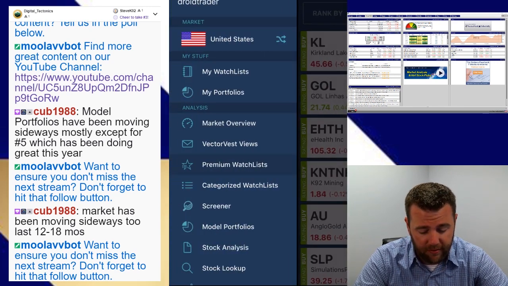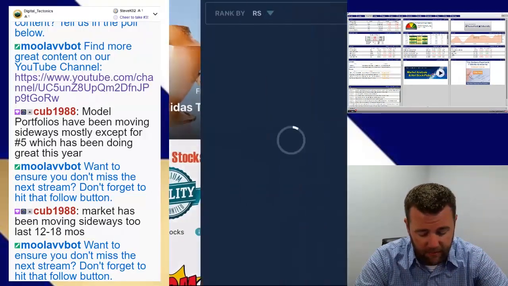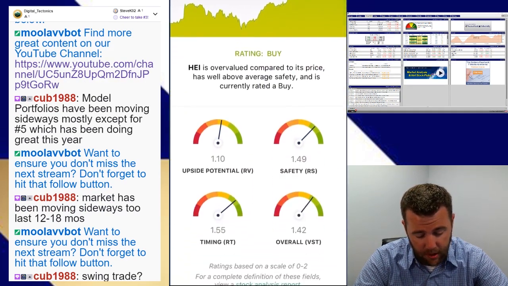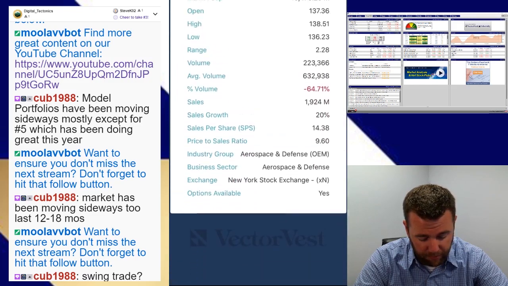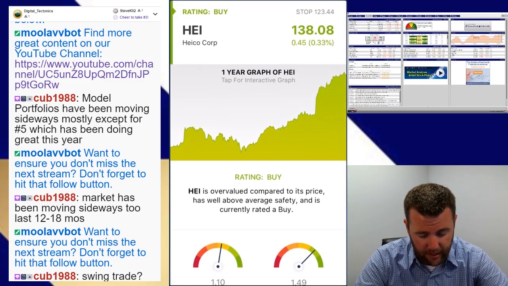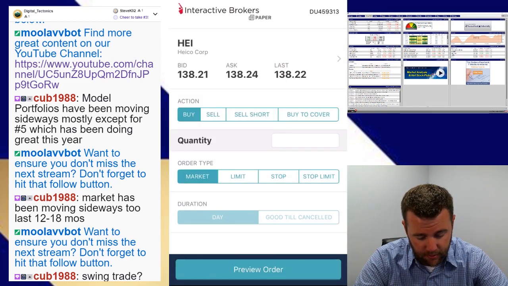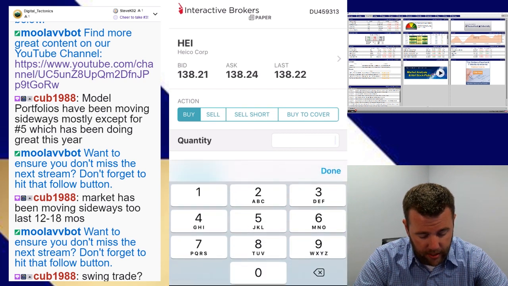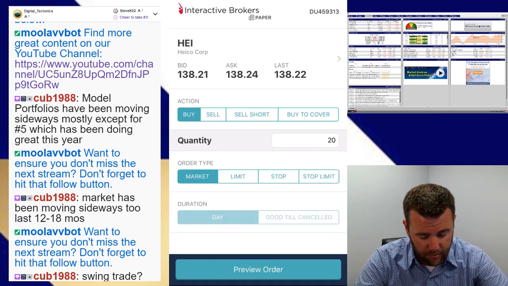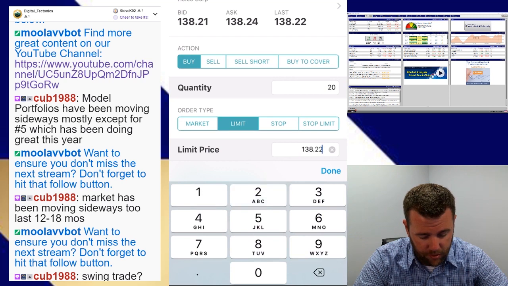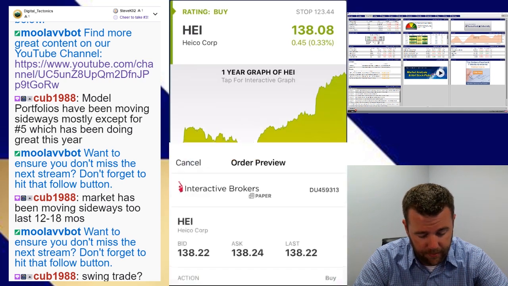So that was from, let's say, a swing trade perspective. But if we want to get into safer stocks, we can go back to the safest stocks with buy ratings, HEI. Like what we're seeing here so far, everything's looking pretty good. So let's go ahead. We tap on the menu, go to Trade Now. Say 10 shares of that. Actually, let's go 20 shares. Go limit 38.22. Preview order. Place it. There we go.